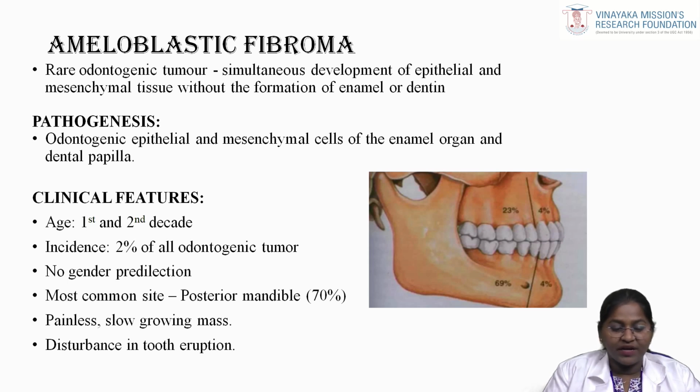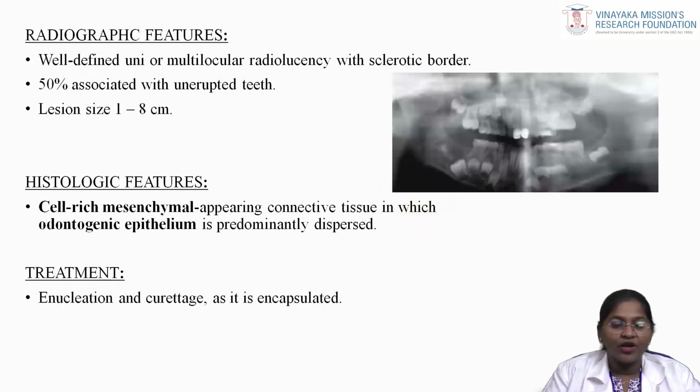So no gender predilection. Most commonly the posterior mandible is affected, that is, 70% of ameloblastic fibromas will be in the posterior mandible region. So it is a painless slow-growing mass. There may be a disturbance in tooth eruption. Radiographic features: it has a well-defined unilocular or multilocular radiolucency with a sclerotic border, and 50% of the lesions are associated with unerupted teeth.